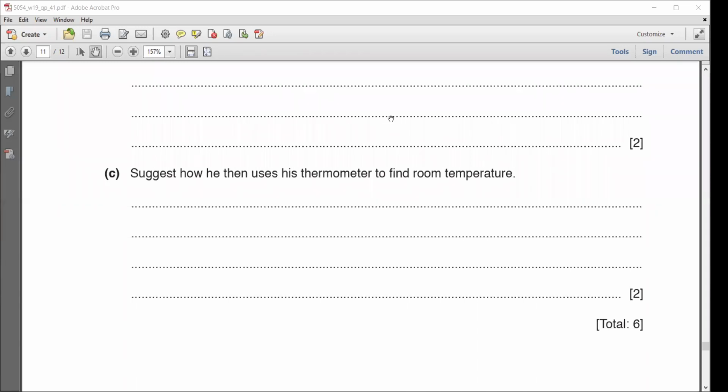Sir, to get the room temperature, he uses this laboratory thermometer. Normal water. He should use normal water to get the room temperature. If you are using normal water, or you are not even using the normal water, just keep it somewhere in the room, you will get it.